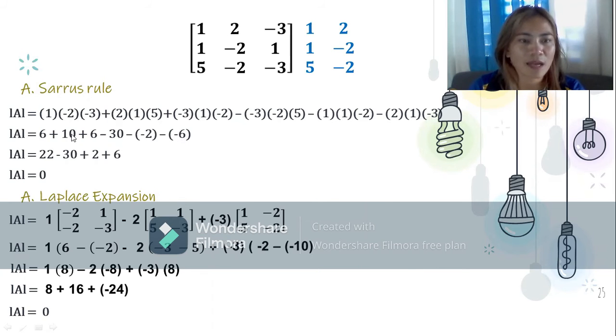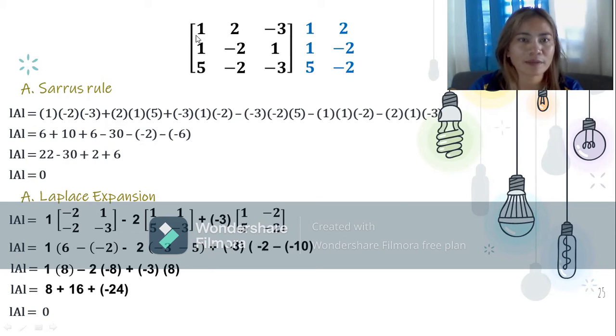So 6 plus 10 plus 6 minus 30 minus negative 2 minus negative 6. So 6 plus 10 plus 6, 22, minus 30 plus 2 plus 6. So 22 minus 30 plus 2 plus 6, the answer is 0 using the Saros rule. Okay, now for the Laplace expansion.